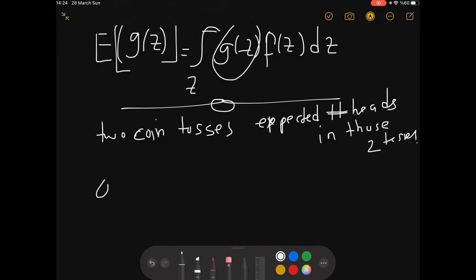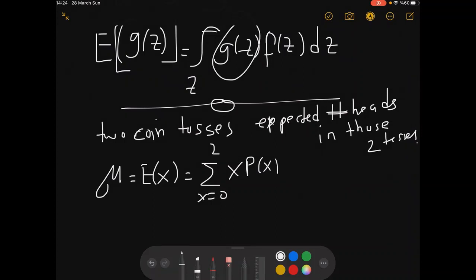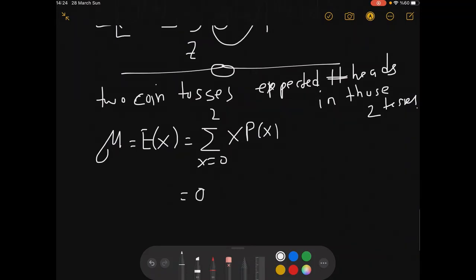That was what we're dealing with. Your mu, E[X], should look like this when we made the necessary calculations, and the result was what? 0 times 1 over 4 plus 1 times 1 over 2 plus again 1 times 1 over 4, and the result was 1. You were expecting 1 head in 2 coin tosses.